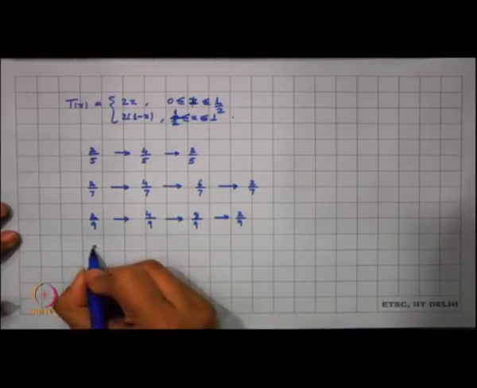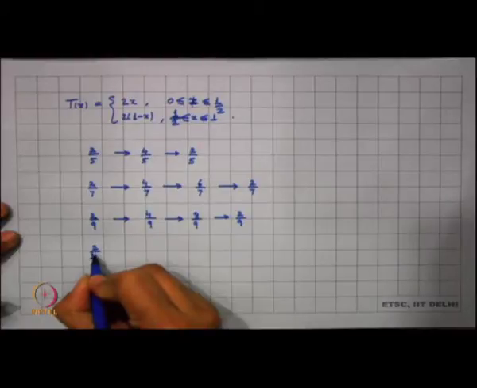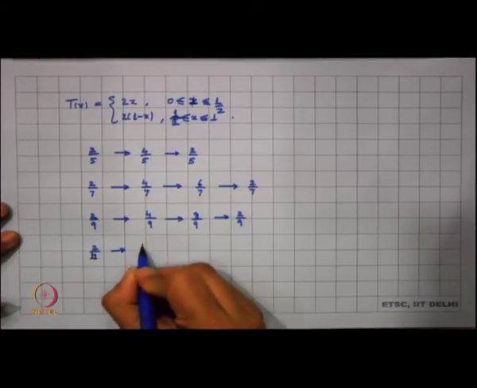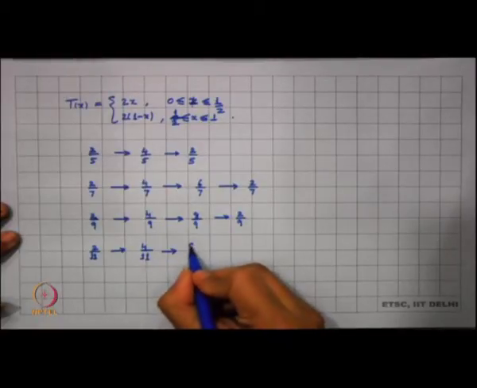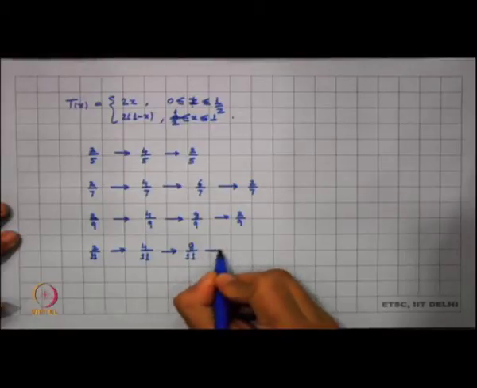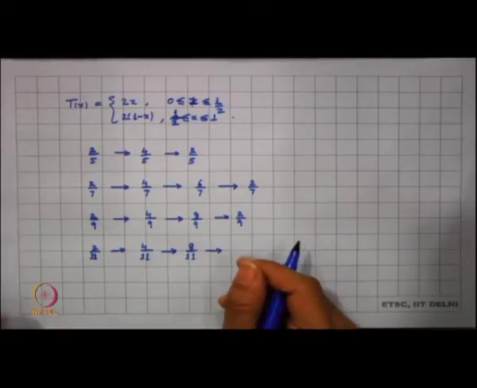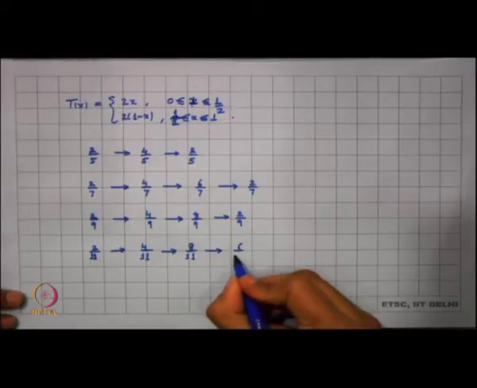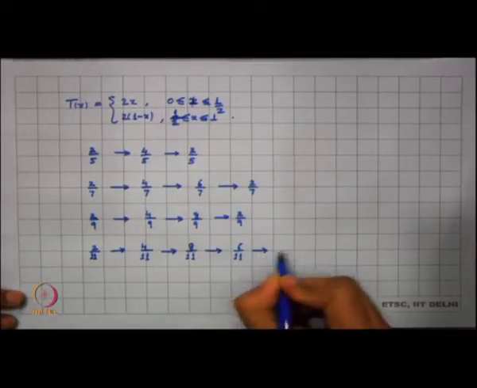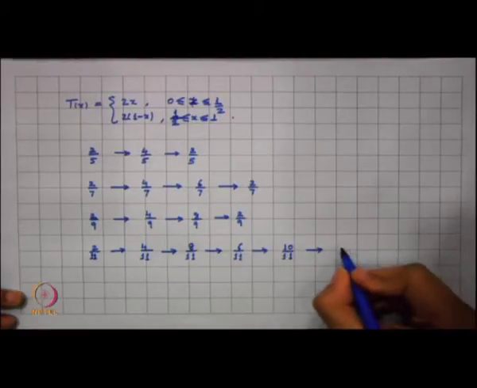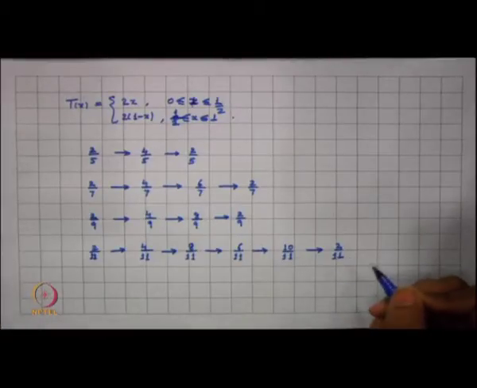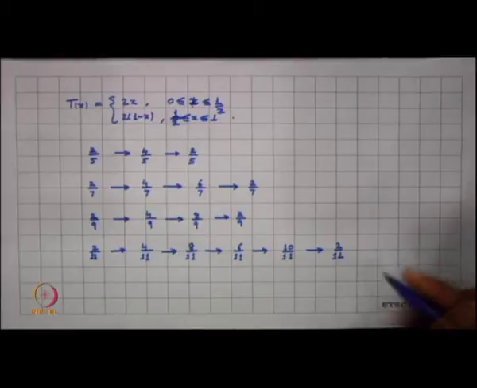What happens to 2 by 11? Going a little bit further. 6 by 11. Next, 10 by 11. Again 2 by 11. What did we get? A periodic point of period 5.